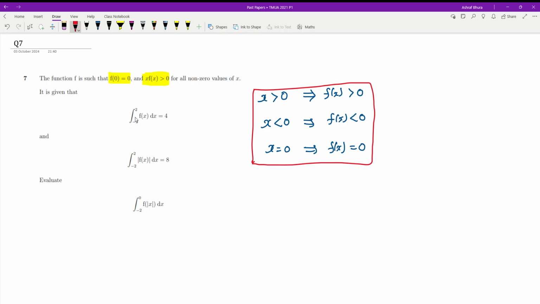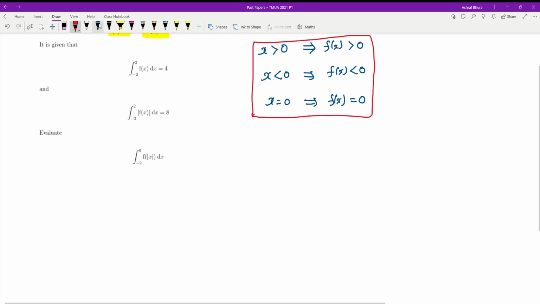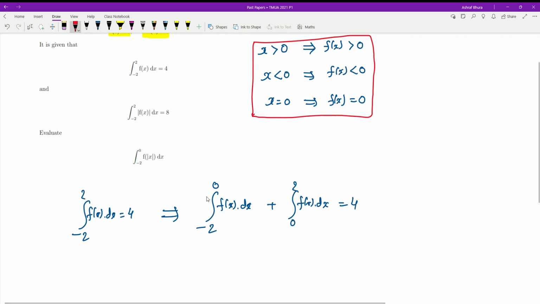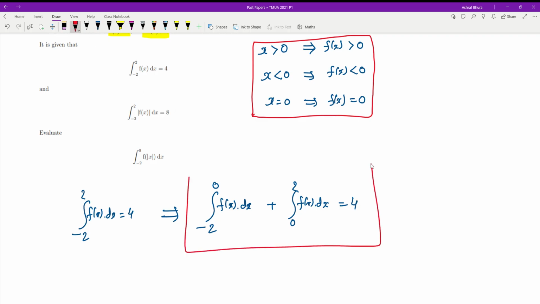So it is given that the integral of negative 2 to 2 f of x dx equals 4. So I can write in terms of negative 2 to 0 and 0 to 2. So this becomes integral from negative 2 to 0 f of x dx plus integral from 0 to 2 f of x dx is equal to 4. Okay, let's put this as equation number 1.